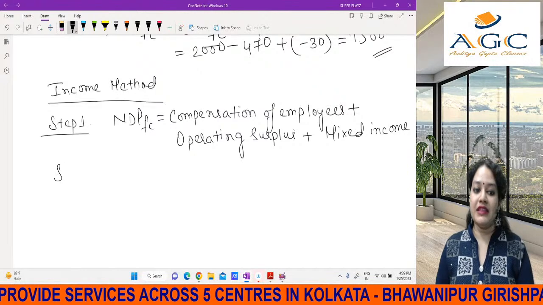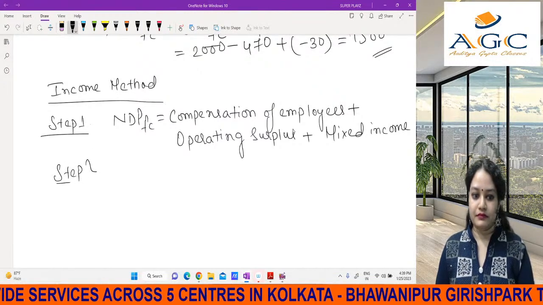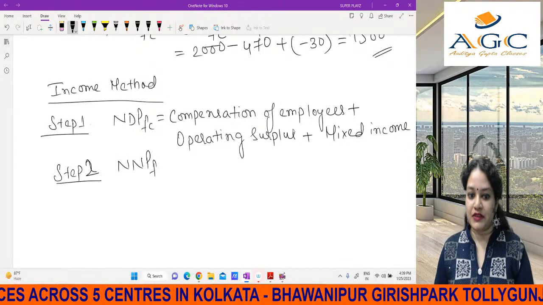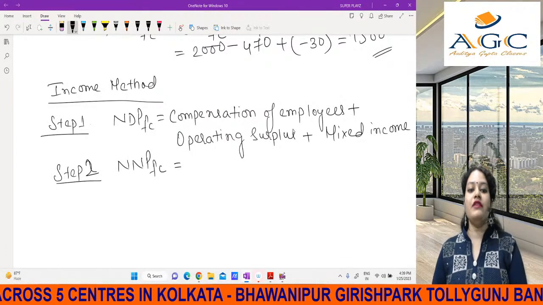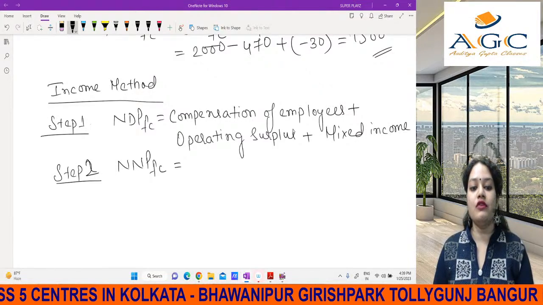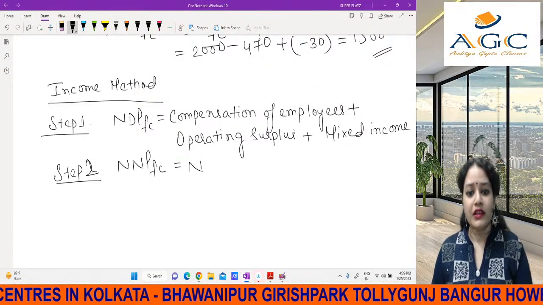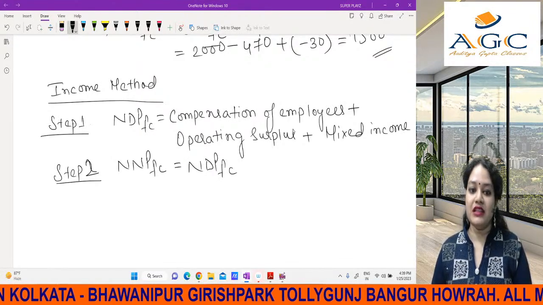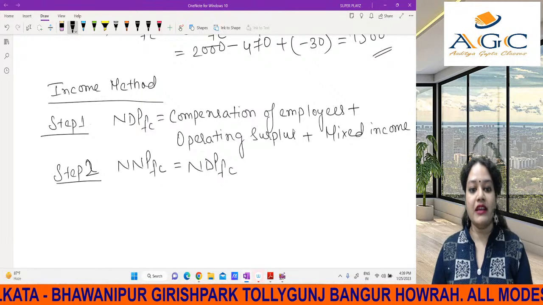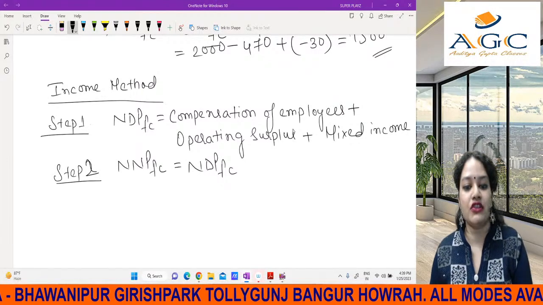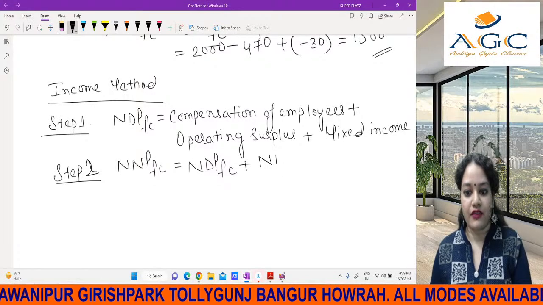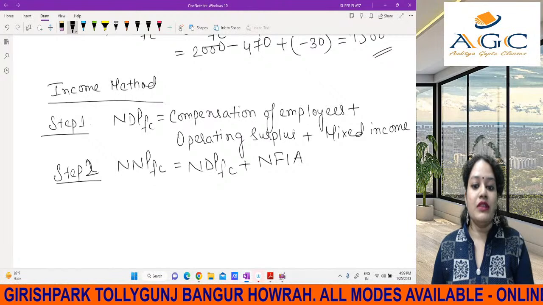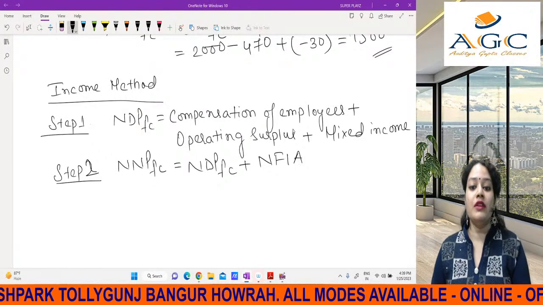Okay. The second step would be to get your NNPFC, right? Now if we have the value of NDPFC and we have to go to our NNPFC, we need to know what are the factors that need to change. Now see, this is net and this is net as well. Only the factor that is changing here is from domestic to national, right? So plus NFI.